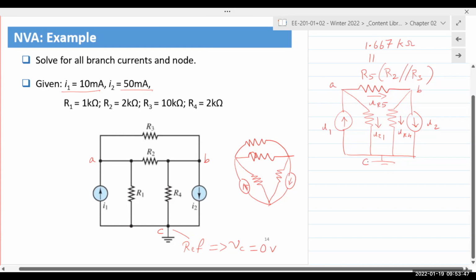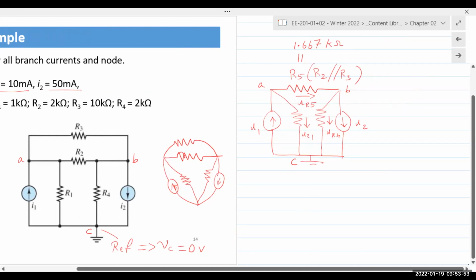A, B, and C. So now if I apply KCL at node A, I get I1 entering, IR5 leaving, and I have IR1 also as leaving. Right, so my KCL expression becomes I1.